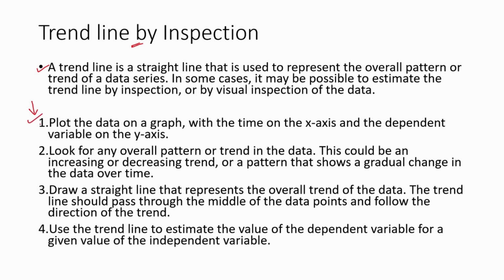Plot the data on a graph with the time on the x-axis and the dependent variable on the y-axis. Look for any overall pattern or trend in the data. This could be an increasing or decreasing trend, or a pattern that shows a gradual change in the data over time. Draw a straight line that represents the overall trend of the data. The trend line should pass through the middle of the data points and follow the direction of the trend. Use the trend line to estimate the value of the dependent variable for a given value of the independent variable.